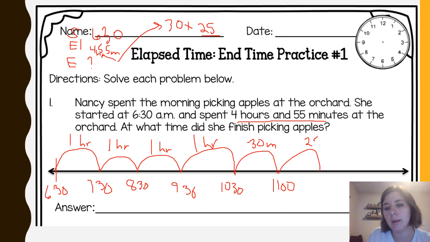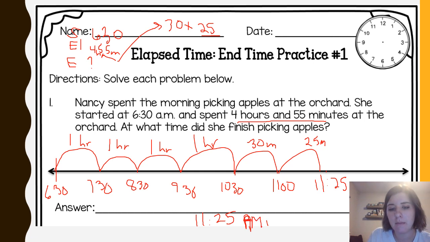I'm always going to label my pieces. 11 plus 25 is going to be 11:25. So that's going to be our answer. Now, if I started at 6:30 and I ended at 11:25, I did not pass noon, so it's going to be AM still. That's an A. 11:25.